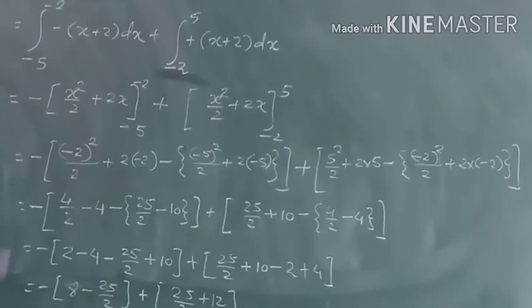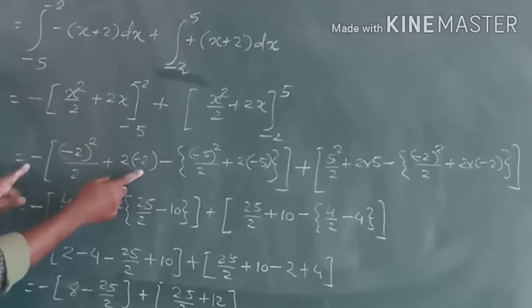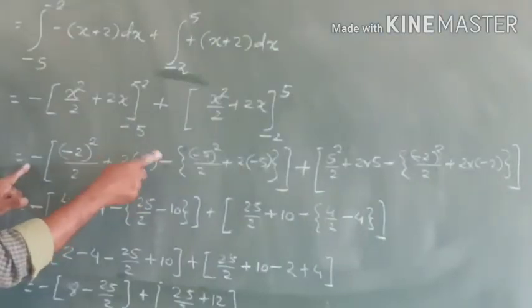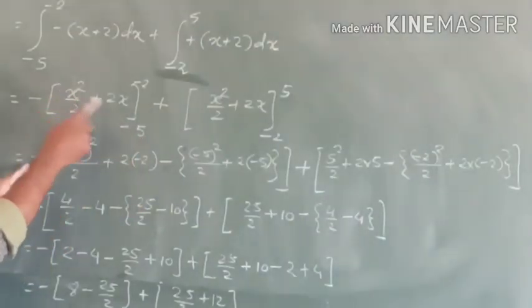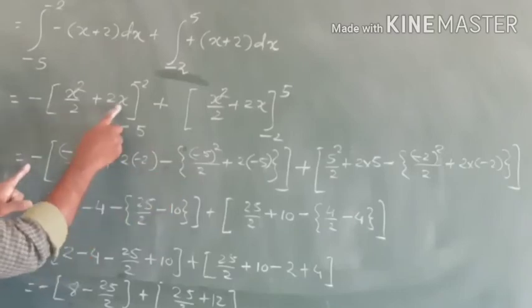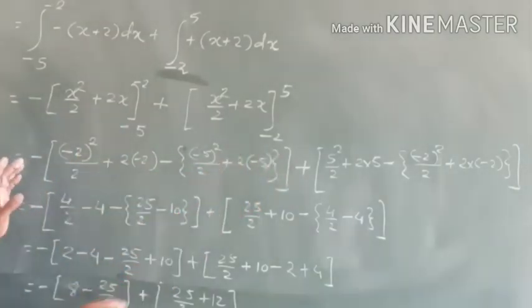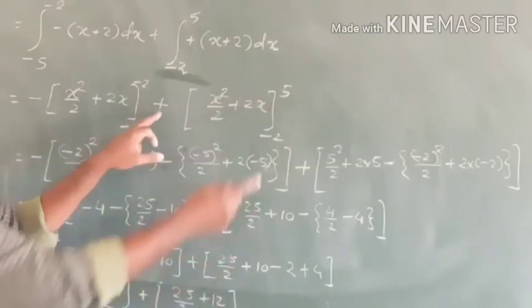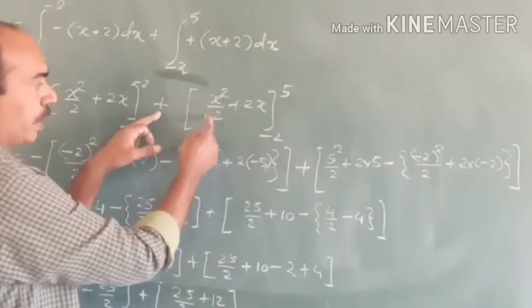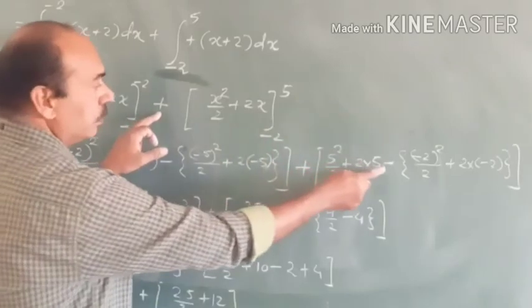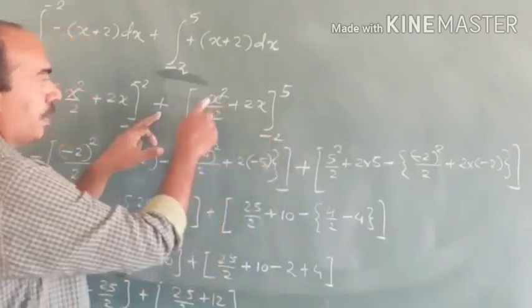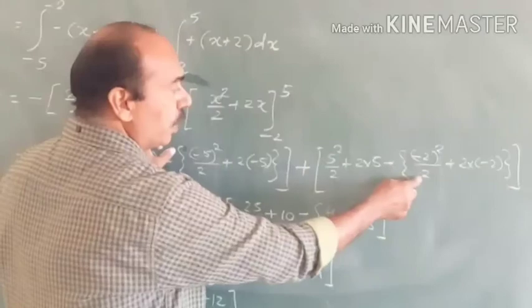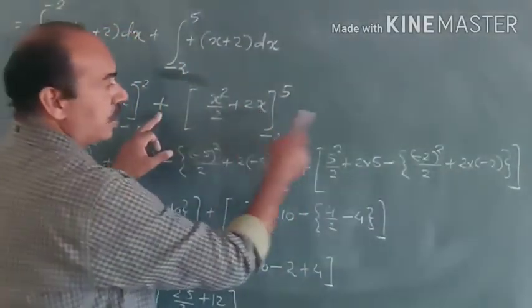Now raise the limit. This minus sign is still as it is. So first write minus 2 in place of x. So minus 2 whole square divided by 2. Here also 2 into minus 2, minus lower limit which is minus 5. So minus 5 whole square divided by 2 and 2 into minus 5, and close the bracket, plus. Here raise the upper limit. So 5 square by 2, 2 into 5, minus lower limit, in place of x, right, minus 2. So minus 2 whole square divided by 2 plus 2 into minus 2.